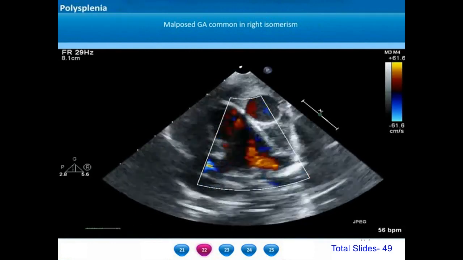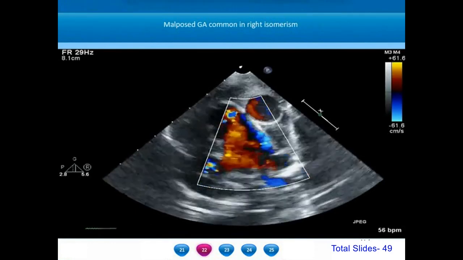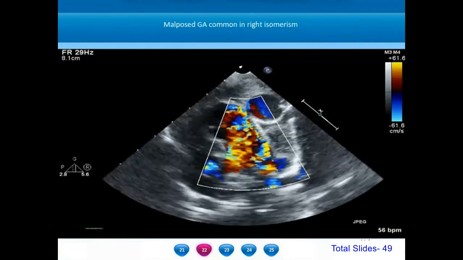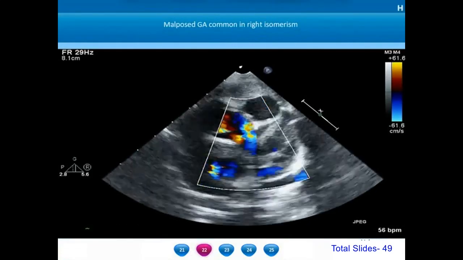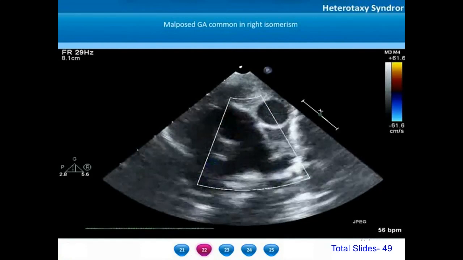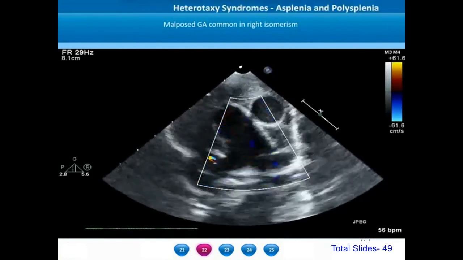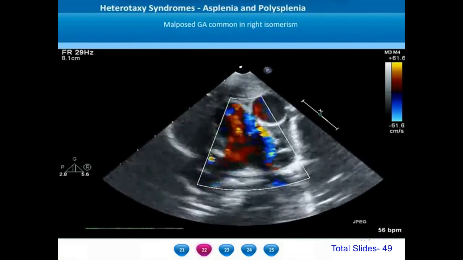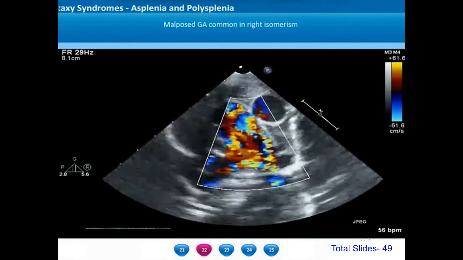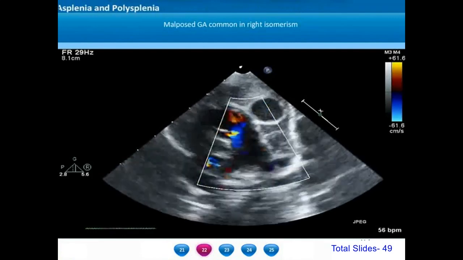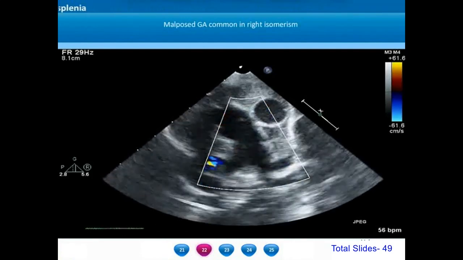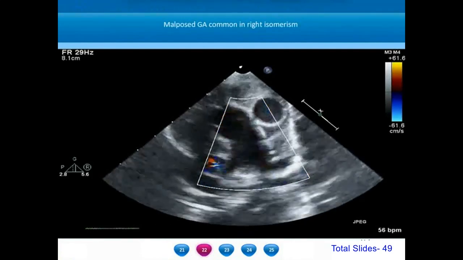A high parasternal short axis view shows the malposed great arteries. Here in this instance, the aorta is left and anterior, pulmonary artery is right and posterior, and we can see the large dilated pulmonary artery bifurcating into right and left pulmonary arteries.